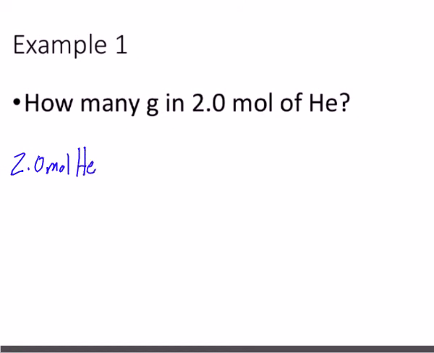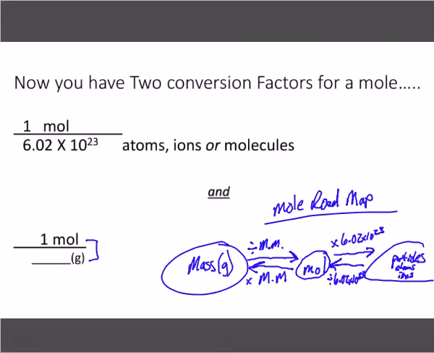You need to get in the habit right now of putting the substance with it, because when we get back to stoichiometry later on, you're going to be changing substances within the same problem. So make sure you include what substance you have. All right, so we're trying to get to what? Grams of helium. Now, if we take a look back here at our roadmap, guys, I'm starting with moles. So I'm in the middle of my roadmap. Okay? Where am I trying to get to? Mass.